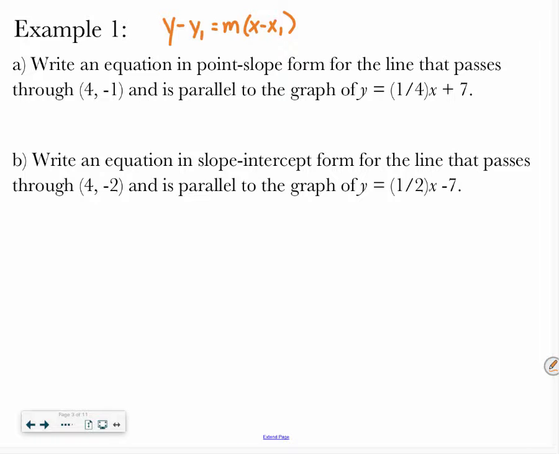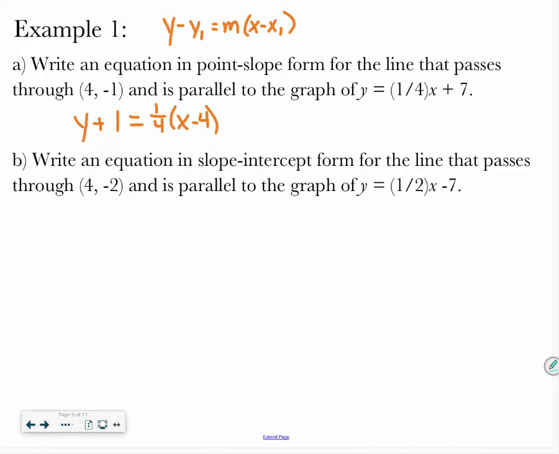So let's try doing point-slope form quickly. We do y minus, what's our y1? What's the point we want it to go through? It's -1, so minus a negative becomes plus, equals our slope, which stays the same for it to be parallel. And then x minus, what's my x1 point? It's 4. So that would be writing the equation in point-slope form of a line that passes through that point and is parallel. So remember, parallel lines have the same slope.